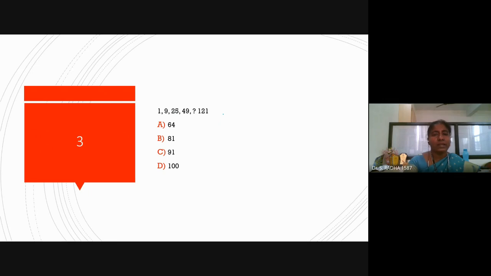You can try this: 1, 9, 25, 49, question mark, 121. The question mark value we have to find out. It is very clear. This is 1 square, 3 square, 5 square, 7 square, next should be 9 square, then 11 square. So the answer is 9 square, which means 81.